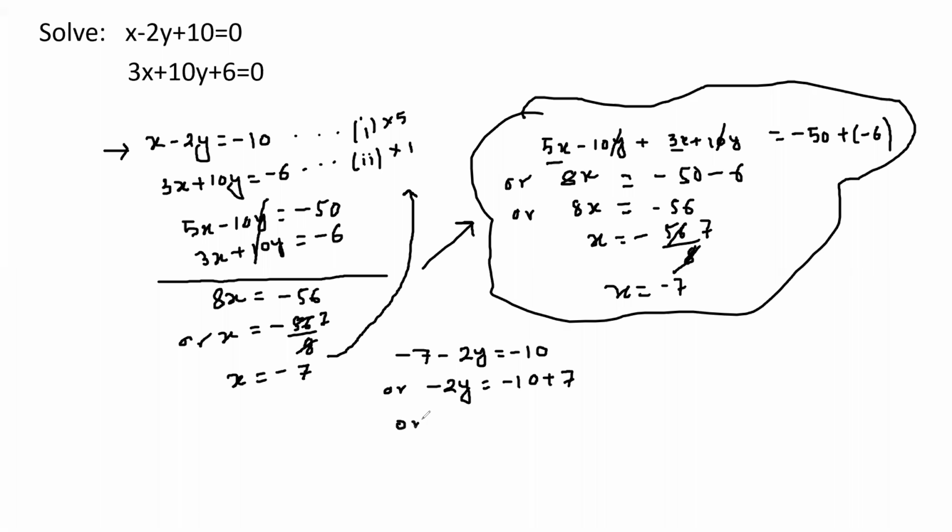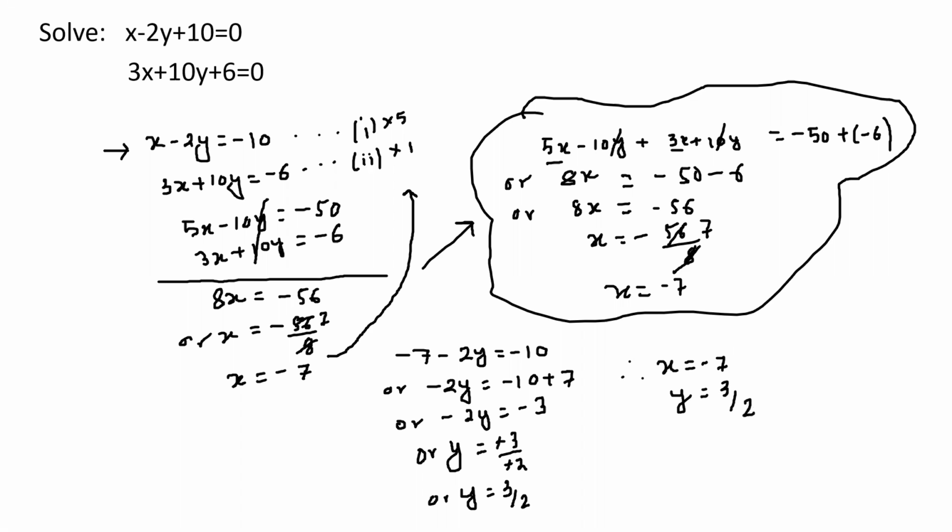Here minus 2y is equal to, look here, a negative 10 and positive 7. So minus 10 plus 7 gives you minus 3. Or y will be equal to minus 3 divided by minus 2. And when I cancel minus and minus, then we'll be getting y is equal to 3 by 2. As we have already done this answer, so this is the correct answer, minus 7 and 3 by 2. So therefore, the value of x is minus 7 and y is equal to 3 by 2.